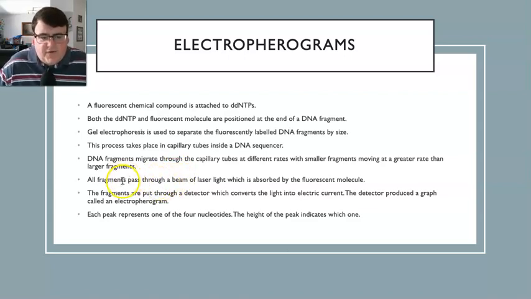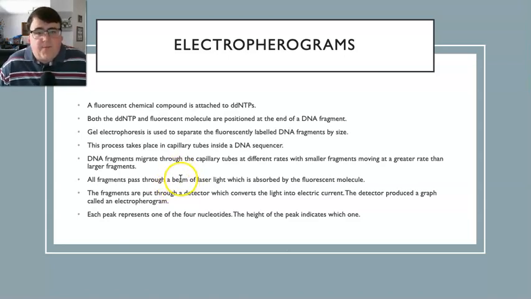Now all of those fragments will then pass through a beam of laser light, which will be absorbed by the fluorescent molecule. We then put the whole system of fragments through a detector, which converts those light signals into electrical currents, producing a graph called an electropherogram, and we'll look at that in video 6. Each peak will represent one of the different nucleotides, with the colour of the peak indicating which one.